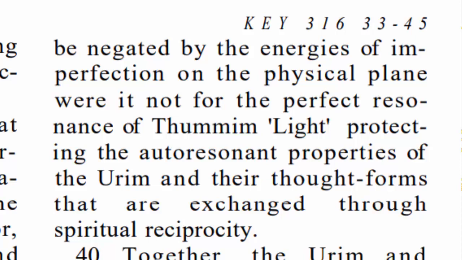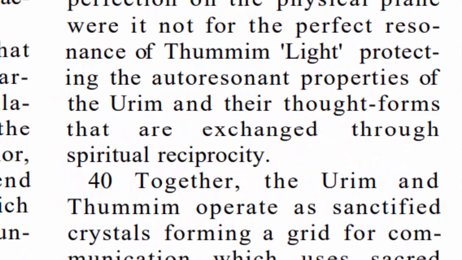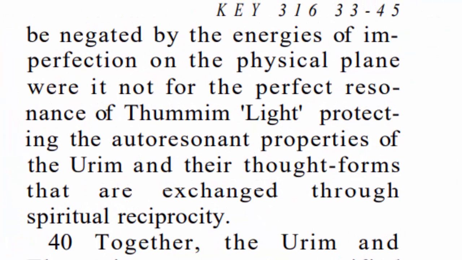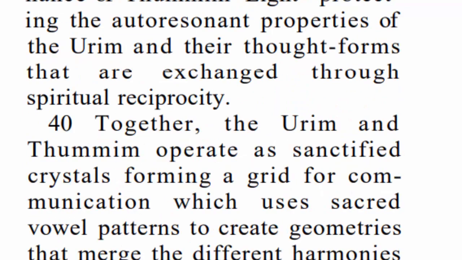So, that's the other reason why they would try to discourage, because what we understand here is that as long as they can keep this Thummim dim or keep its light hidden, then imperfection can prevail. And you know what they say, chaos means cash flow. So let's look at verse 40.